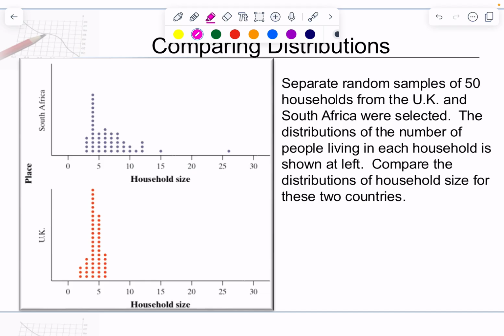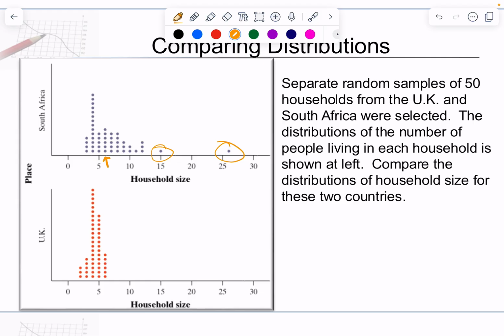If we were talking about shape, we would note that the South African shape is a little bit skewed to the right, so we have that elongated tail to the right. The center for the South African graph would be right around the 6 range. We could actually count the dots to find the exact midpoint in this case, and so that median would fall right at that 6 range. And then we have a spread that goes from about 3 people living in the household to 26. As far as outliers are concerned, there's definitely an outlier out at the 26, and a possible outlier here at the 15. And so we would make all those observations about that South African distribution.